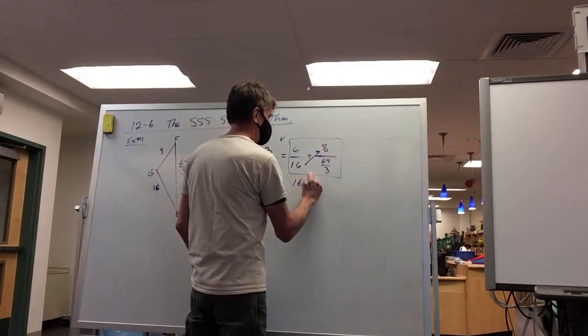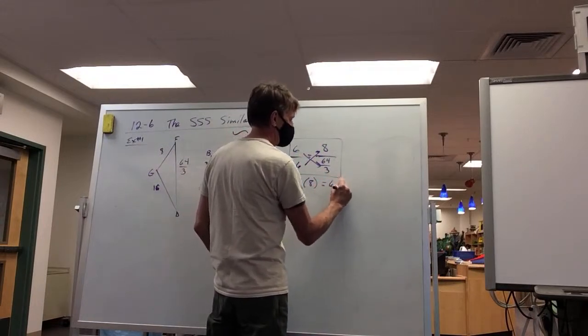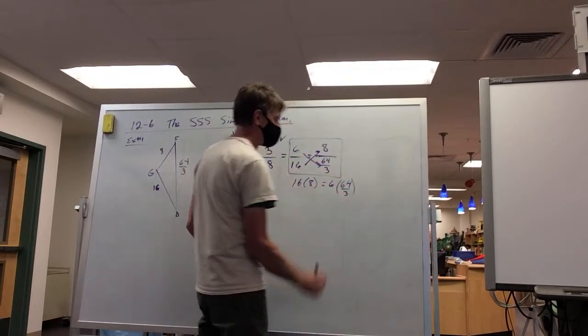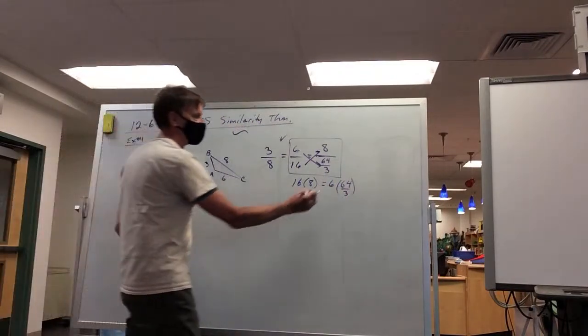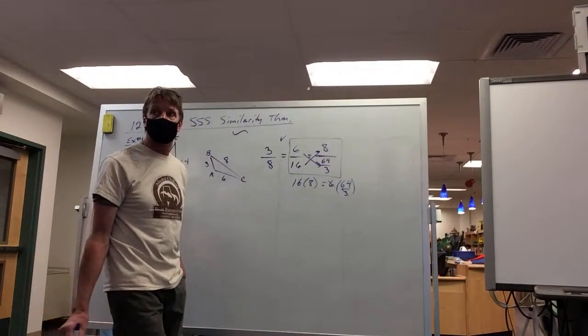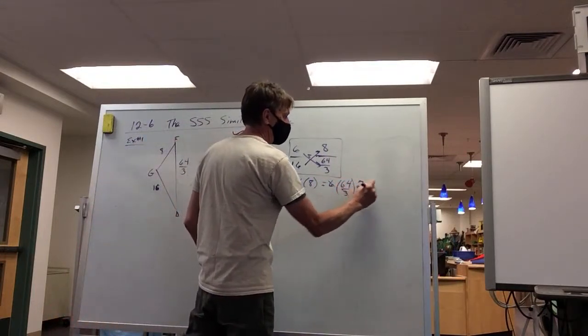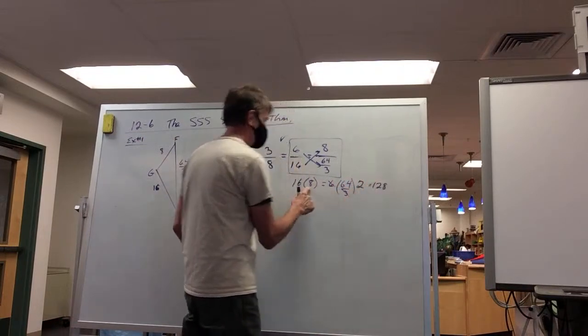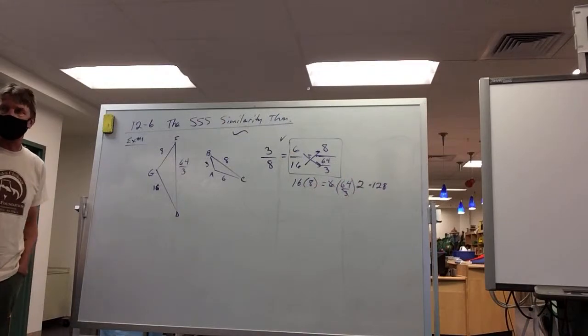16 times 8, and find out if it's equal to 6 times 64 thirds. You see, this cleans up a little. We'll just hang here for 6 over 3 is 2. So that's 128. Is that 128? Yeah. So that, they're similar.